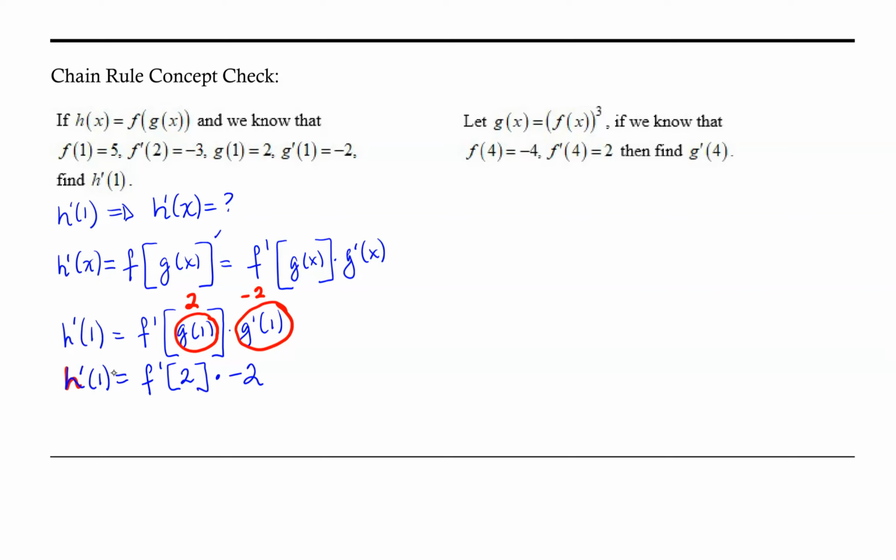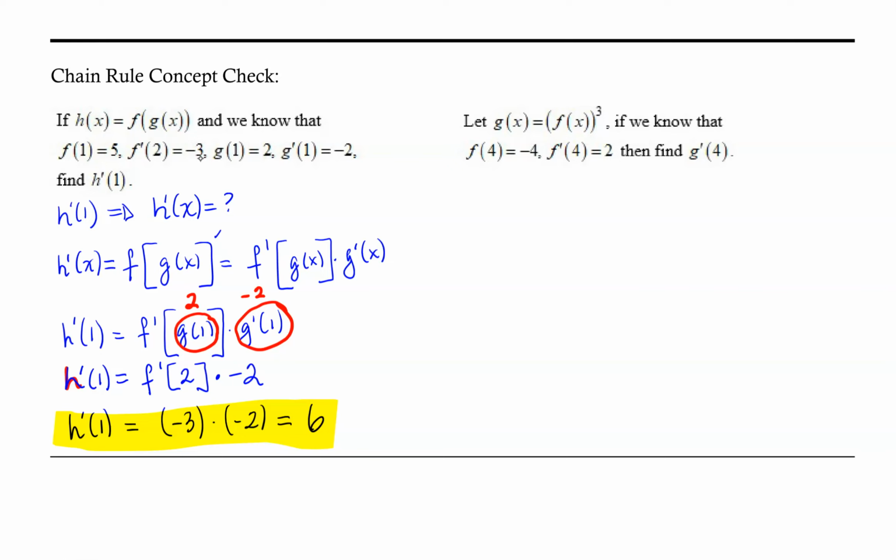Now, what do we know about f prime at 2? Well, we know f prime at 2 is equal to negative 3. So h prime at 1 is equal to negative 3 times negative 2, which gives us a positive 6. So h prime at 1 is positive 6.